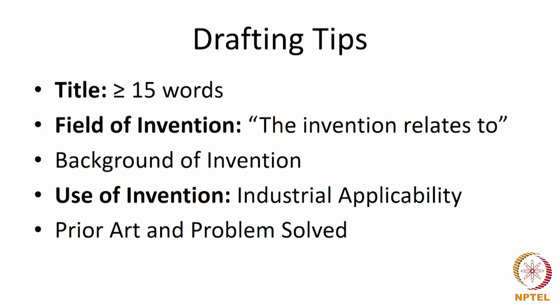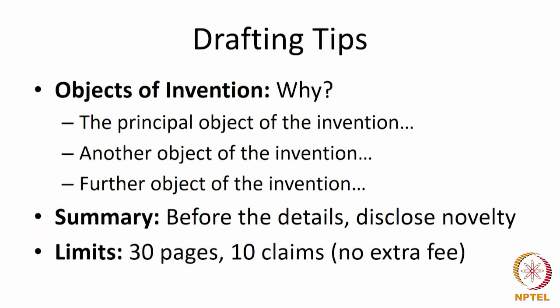Title again should not be more than 15 words. The field of invention: the invention relates to whatever the field. The background of the invention: there can be a statement of the background. Use of the invention is where utility or industrial applicability is demonstrated. Prior art and the problem solved can also be described in the descriptive part. Objects of the invention.